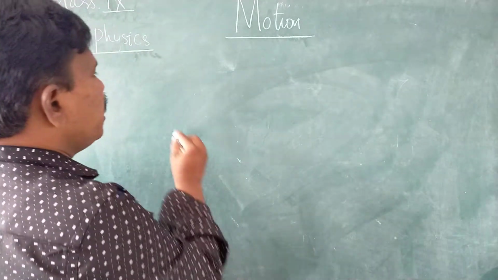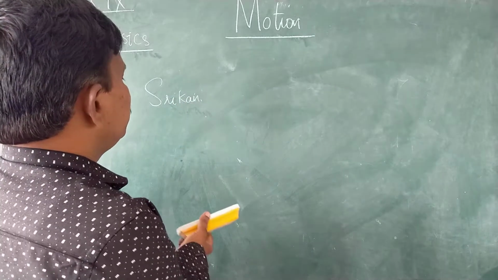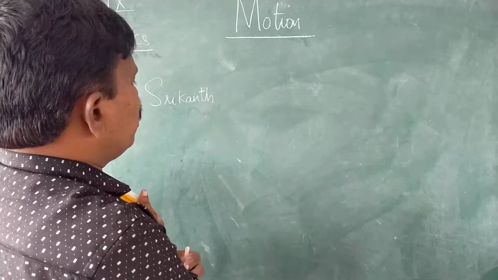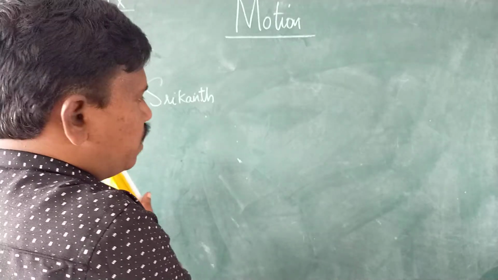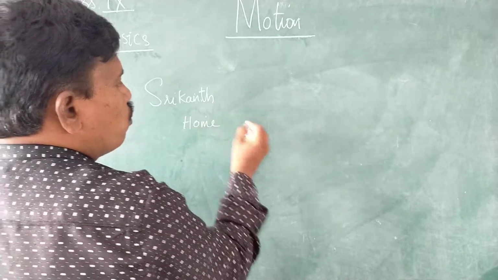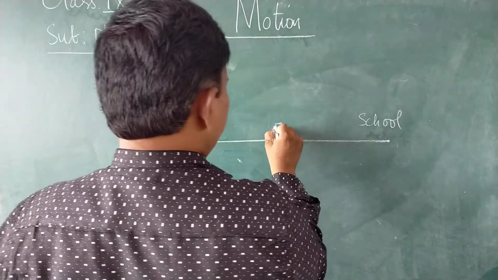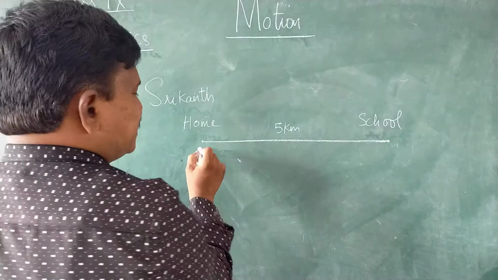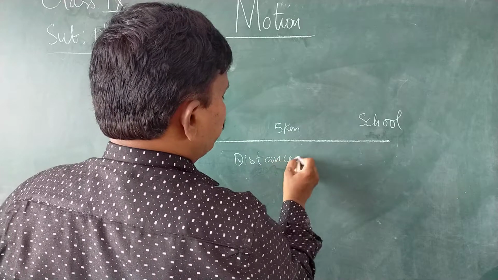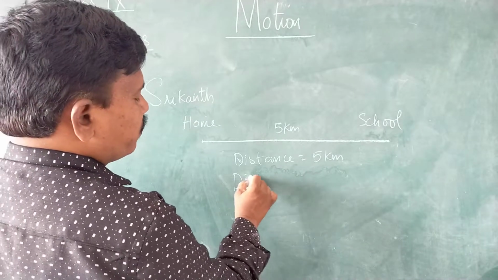That means if Srikanth is traveling a distance of 5 kilometers from his home to school, what is the distance that he is traveling from here to here? 5 kilometers. Distance is equal to 5 kilometers. Then what is the displacement?